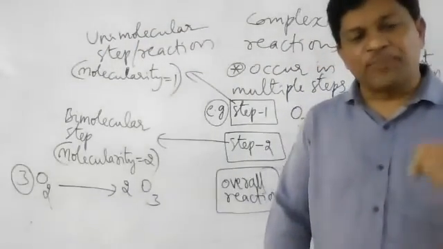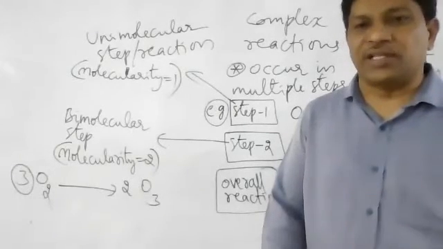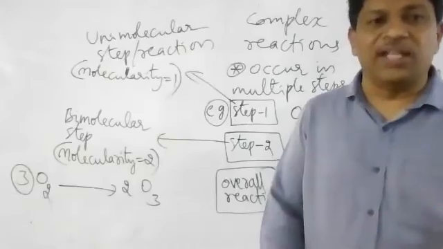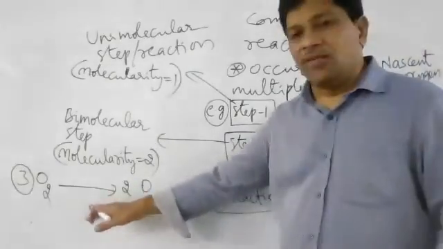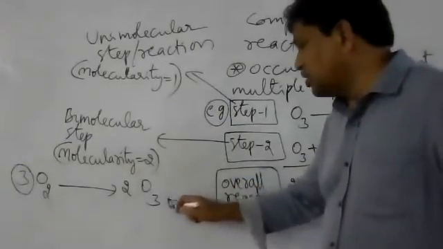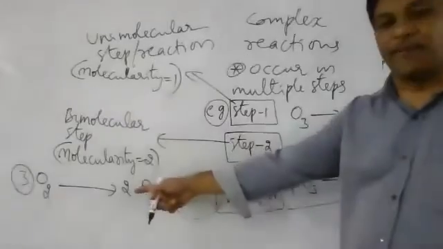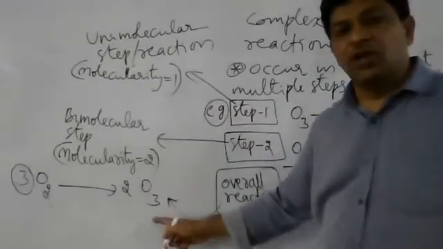Bimolecular reactions, unimolecular reactions, termolecular reactions. Don't say tri; generally we don't use tri here, we say ter. So this overall reaction is the reverse of the earlier one. On reversing this overall reaction, we got this one here: 3O2 gives rise to 2O3.